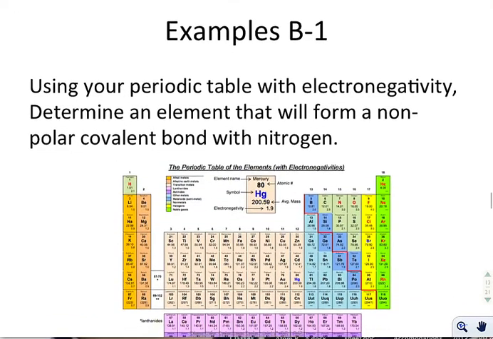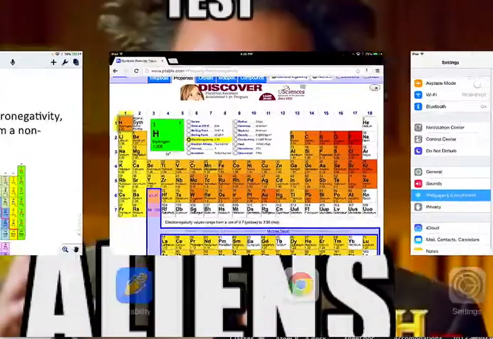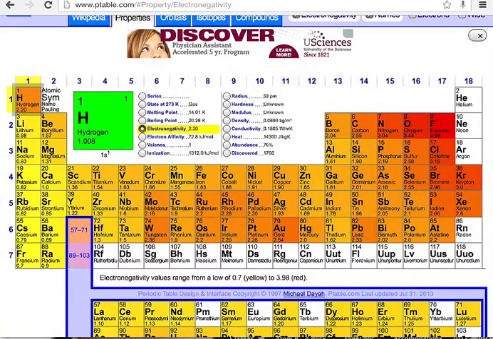Here's an example. It says, using your periodic table with electronegativity, determine an element that will form a nonpolar covalent bond with nitrogen. We look at our periodic table, and there's nitrogen. Nitrogen's in group 15, it's element number 7. It has a value of 3.04, and the closest thing that we have would probably be bromine. Krypton does have a small electronegativity at 3, but it tends to be excluded for the most part because it's a noble gas, so the best bet in this case would probably be bromine at 2.96.